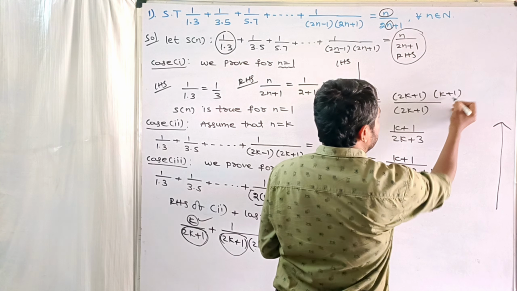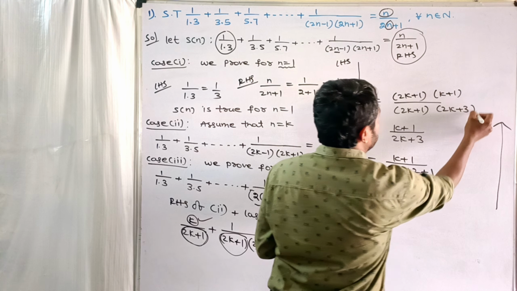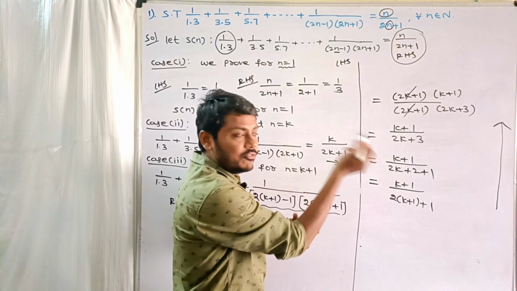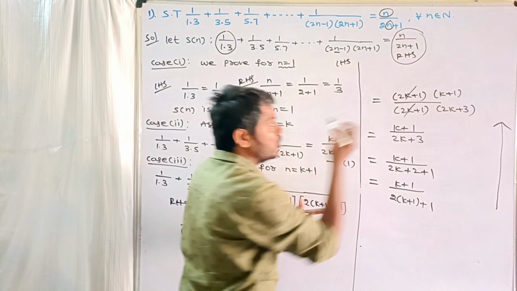(k plus 1), (2k plus 3). Okay, so clear, which means these two terms are cancelled. From this you will get (k plus 1) by (2k plus 3).